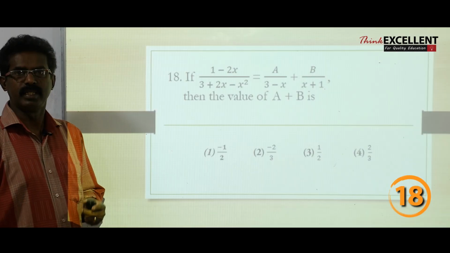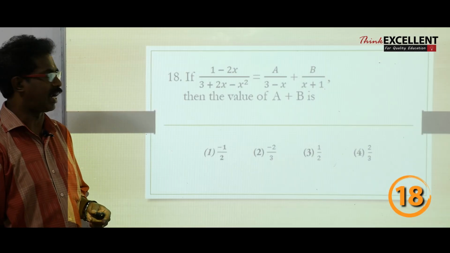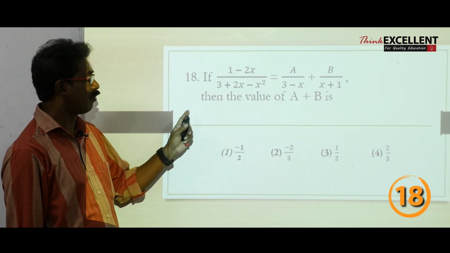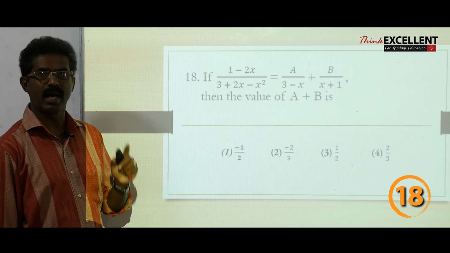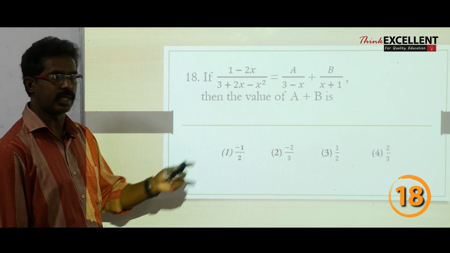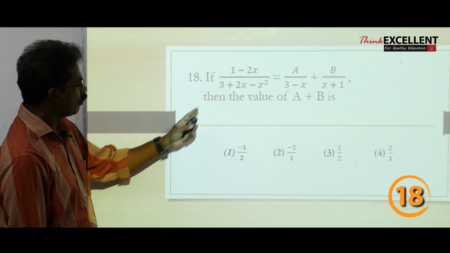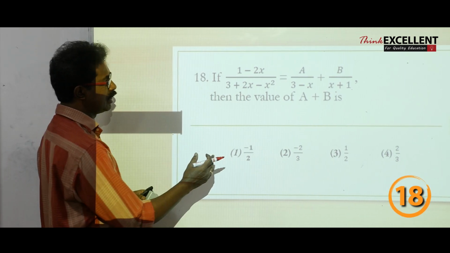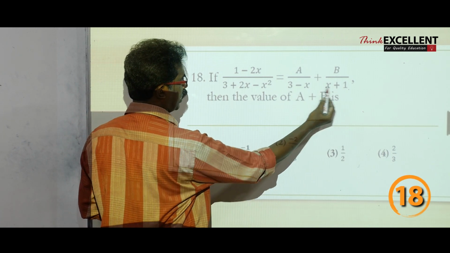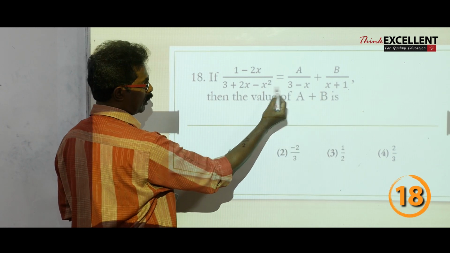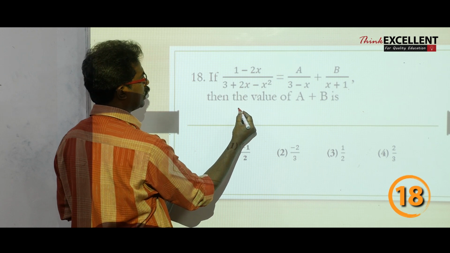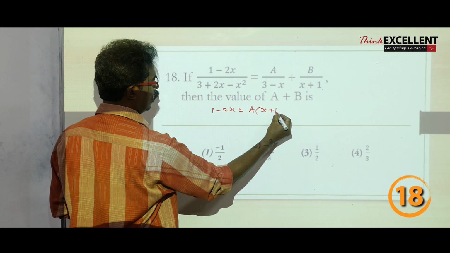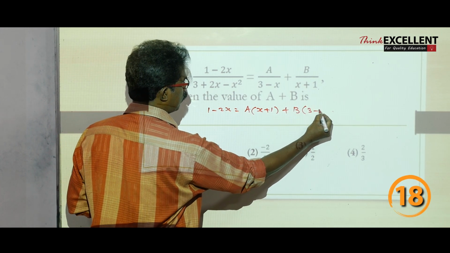Now let us see the 18th question. Another question in partial fractions, first type only. They asked here, find the value of a plus b. So you have to find a and b, then you have to add them. So factorize, you will get 3 minus x into x plus 1. So we take LCM. When you take LCM, if you expand, multiply and see, you will get the same thing. So that gets cancelled. So equate the numerators. 1 minus 2x is equal to a into x plus 1 plus b into 3 minus x.